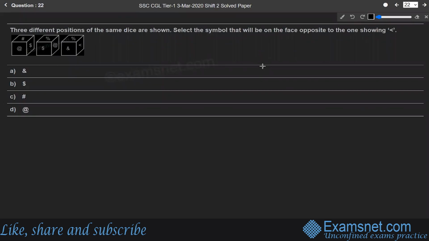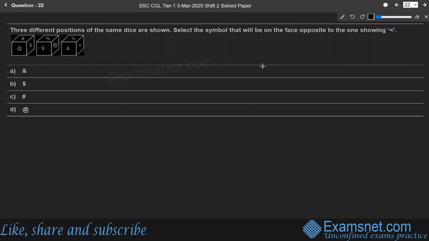Next question is, three different positions of the same dice are shown. Select the symbol that will be on the face opposite to the one showing the less than sign. You can see that three different positions of the same dice are given here. We have to identify the face that will be opposite to the less than sign. And the less than sign is present in the third dice, but not in the first and second dice.